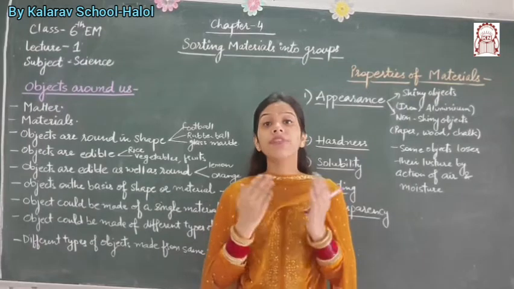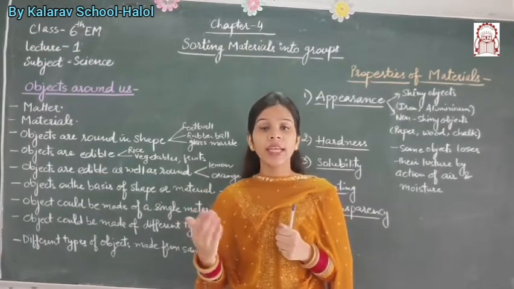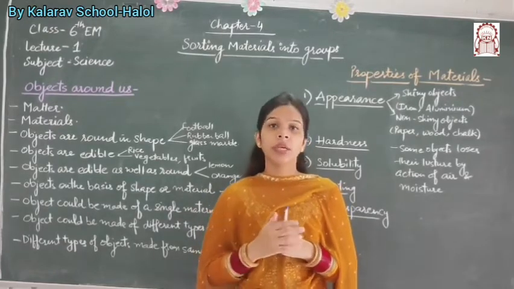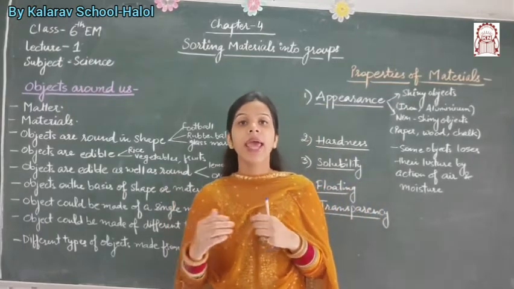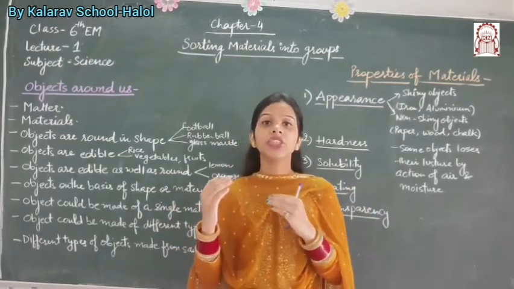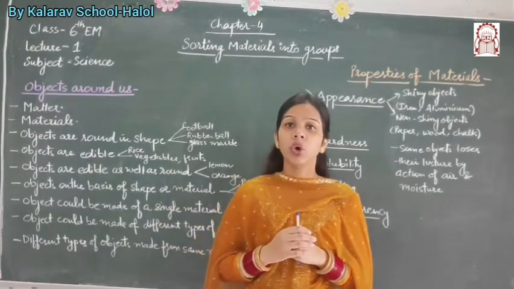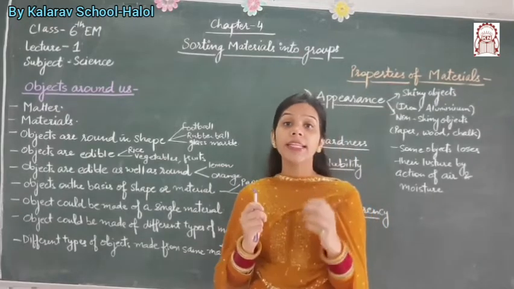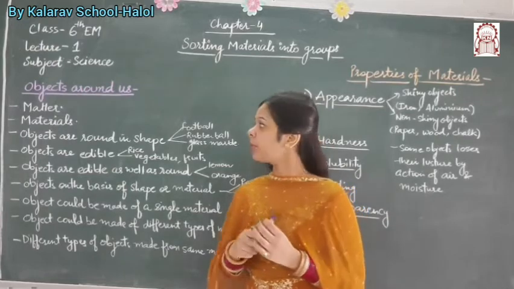So, there are different types of objects that have different varieties, different shapes, different colors or different uses. So, there are a number of objects around us that differ in shape, size, color and usage. So here I will discuss the different types of objects and the materials which are used for making these objects.